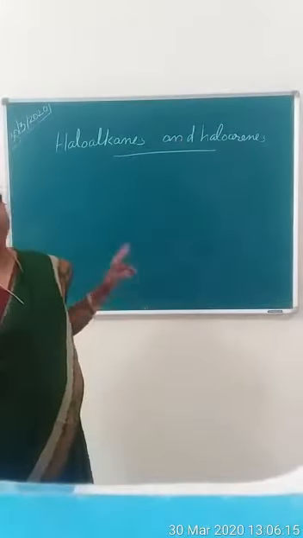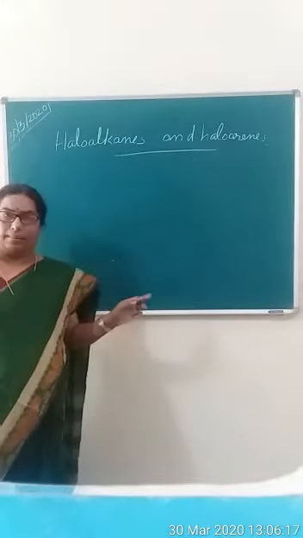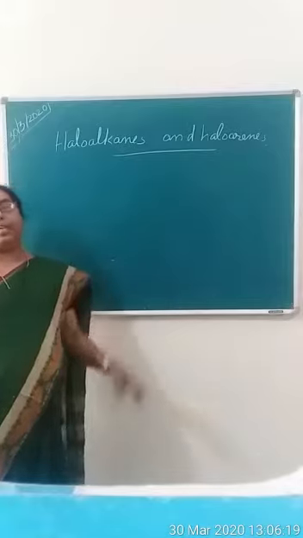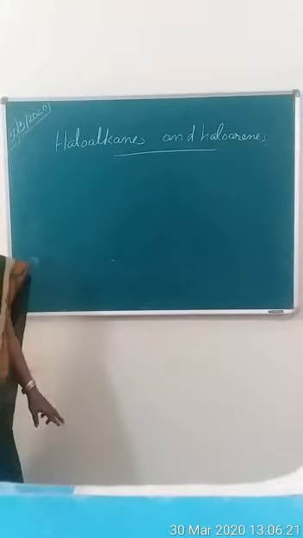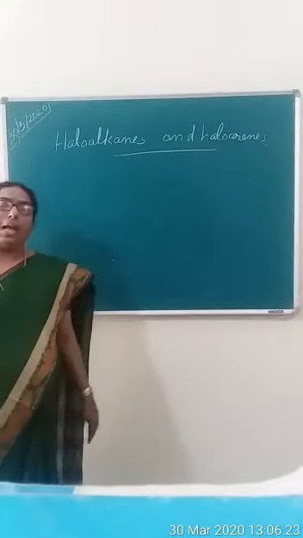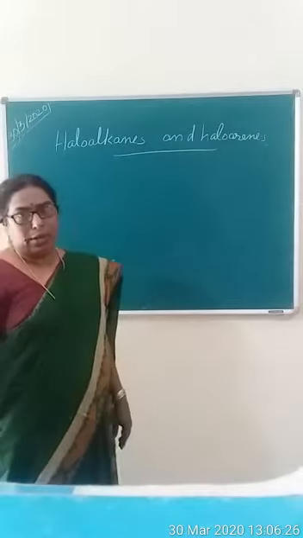As you know, the total weightage of organic chemistry is 18 marks. Out of this, this chapter carries 4 marks. Okay, so let us start with the chapter haloalkanes and haloarenes.